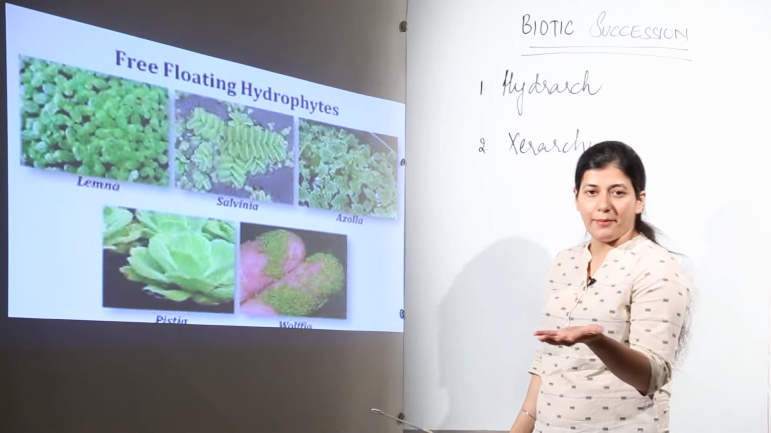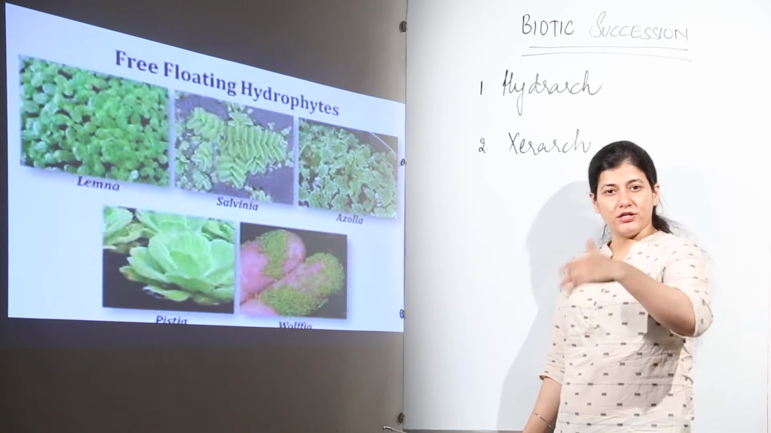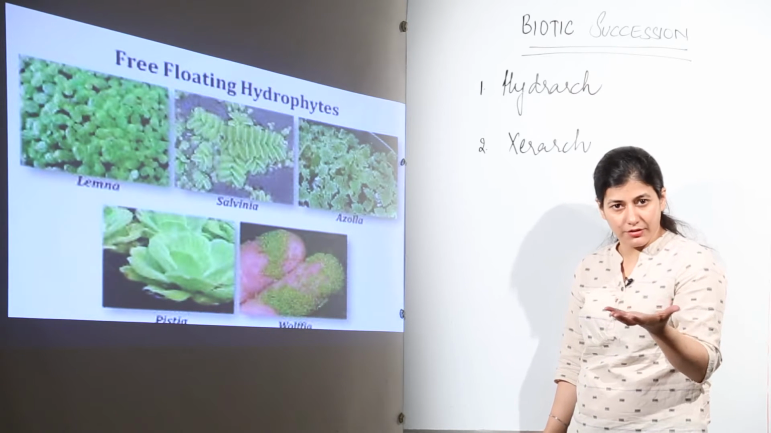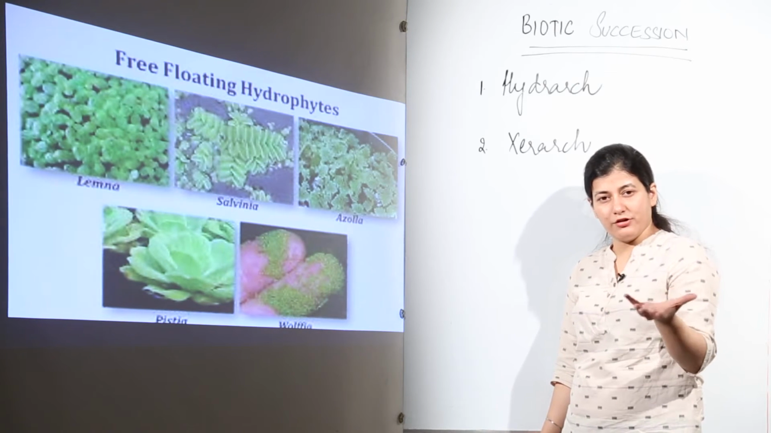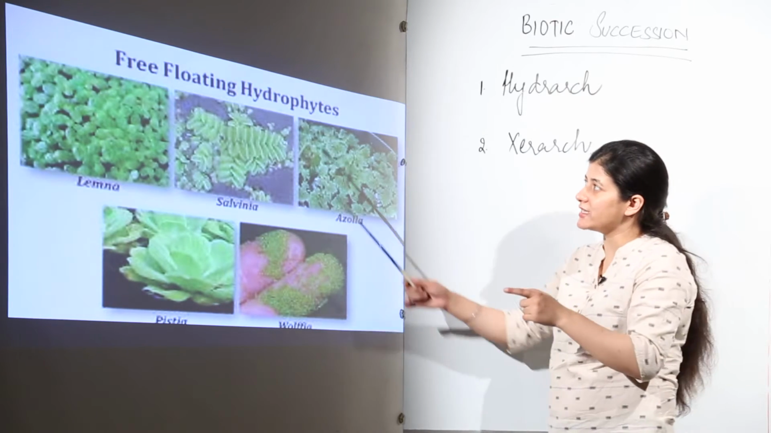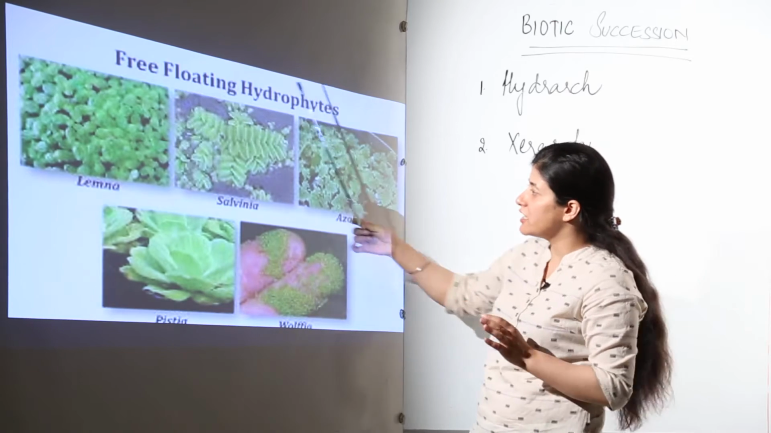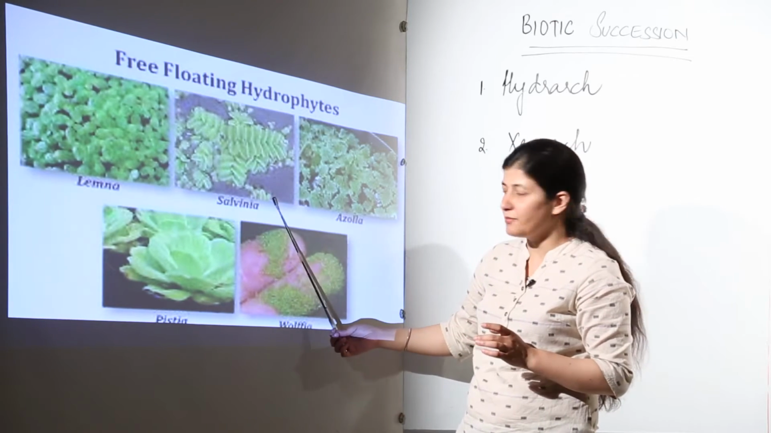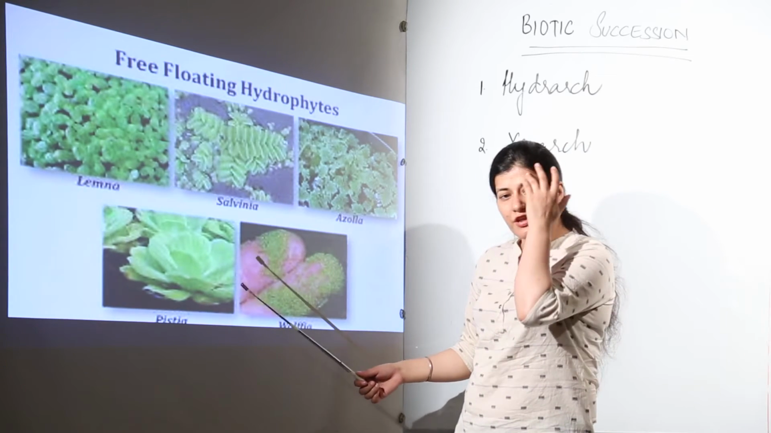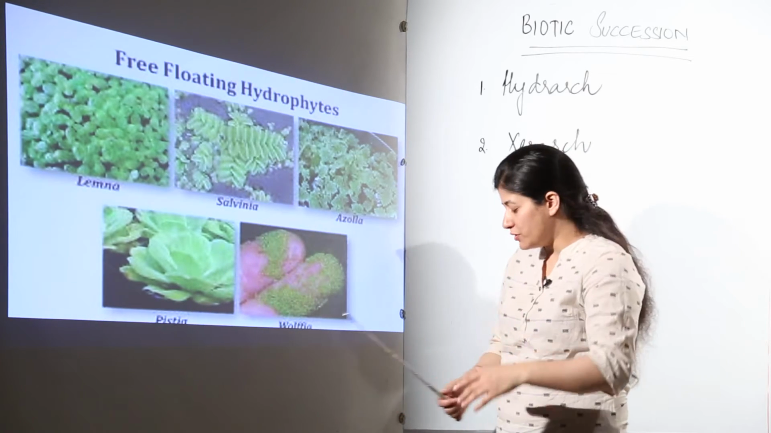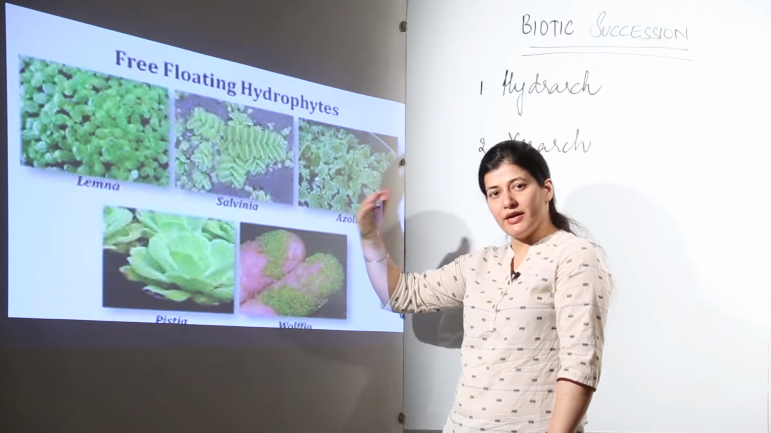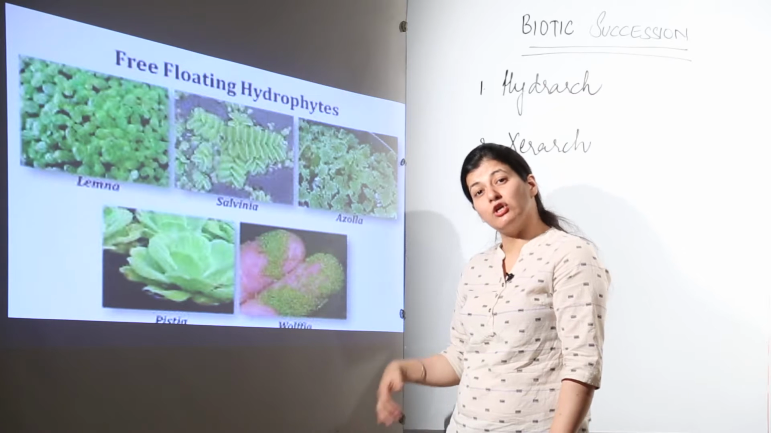So the first stage was phytoplanktons, the second stage is submerged hydrophytes, followed by the stage of free floating hydrophytes. Submerged hydrophytes would pave the way for free floating hydrophytes, like the example of lotus. When you see a pond having many lotus floating over it, that means it has reached the third stage of succession, free floating hydrophytes. We have the examples of Lemna, Salvinia, Azolla, Wolffia and Pistia. These are small free floating hydrophytes which come into the pond and increase the biomass further. You see how step by step we are increasing the community.